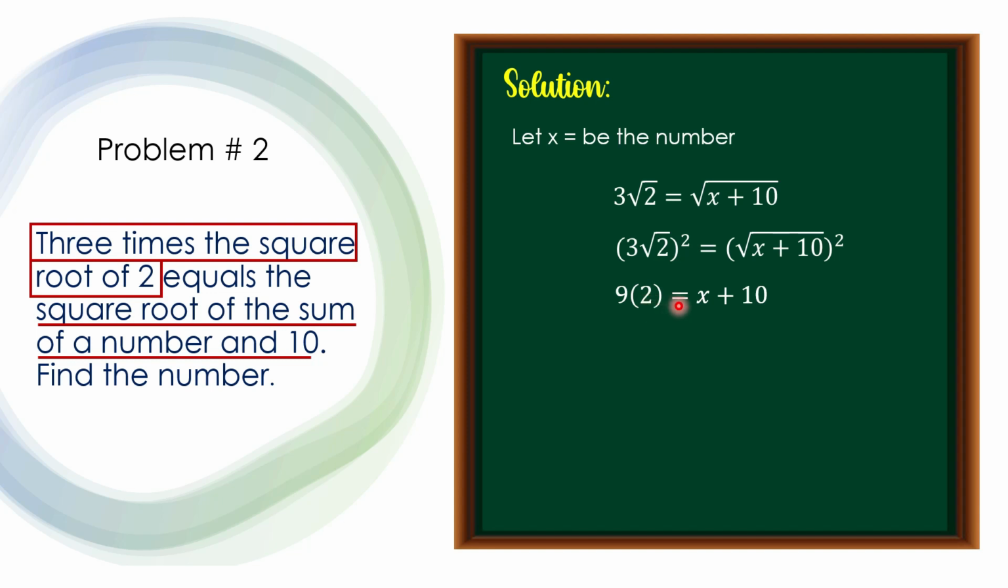And to the other side, we have x plus 10. We simply remove the radical sign. And 9 times 2 is equal to 18. Let us transpose 10 to the left side of our equation, then we will have 18 minus 10 is equal to x. Therefore, the value of x is equal to 8, and that is the missing number.